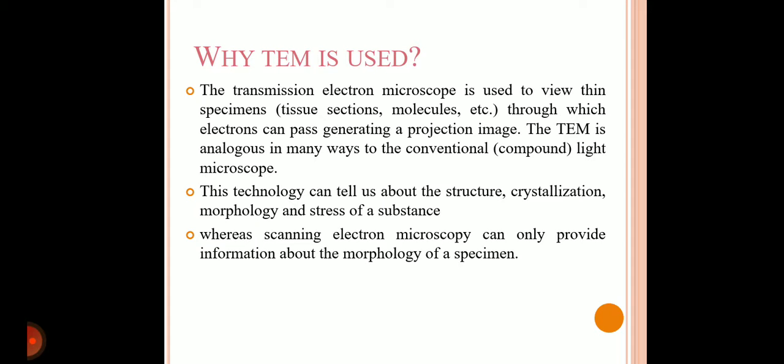So why is TEM used? Transmission electron microscope is used to view thin specimens, tissue sections, and molecules through which electrons can pass, generating a projection image. The TEM is analogous in many ways to a conventional light microscope. This technology can tell us about structure, crystallization, morphology, and stress of a substance, whereas scanning electron microscope can only provide information about morphology of a specimen.